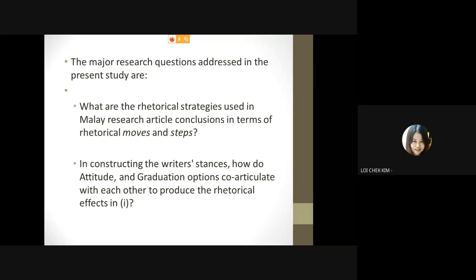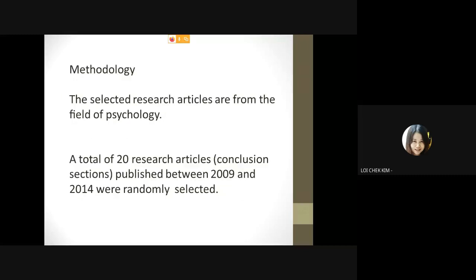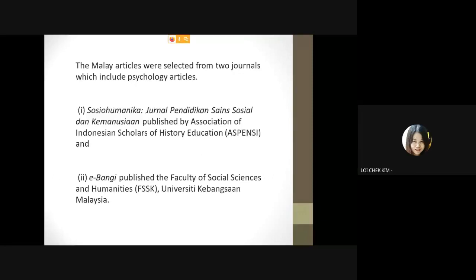The methodology of the study. The selected research articles are from the field of psychology. A total of 20 research articles, the conclusion sections, are considered. These articles were published between 2009 and 2014, and they were randomly selected. The Malay articles were selected from two journals, which include psychology articles. These journals are namely Social Humanica, Jurnal Pendidikan Sains Sosial dan Kemanusiaan, and Ibangi.